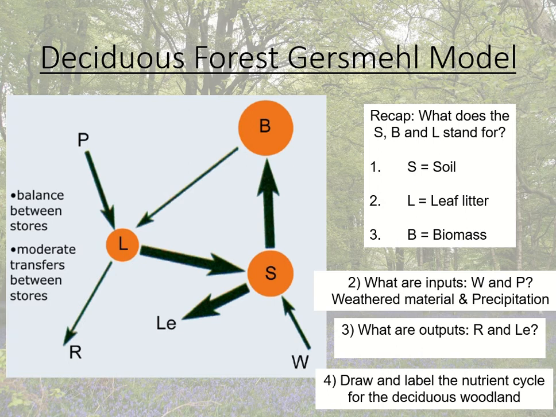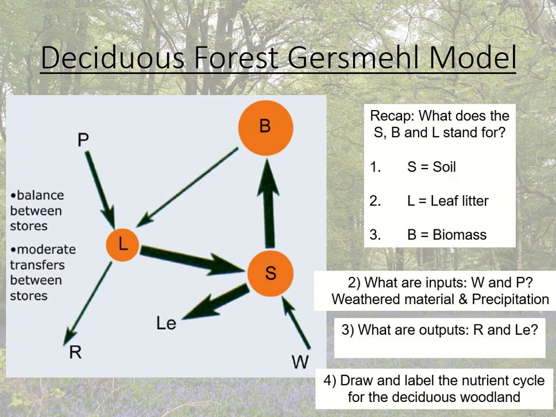Okay, W is weathering or weathered material. So this is the parent rock that weathers and then adds nutrients to the soil from below. And the P is precipitation. So rain, hail, sleet and snow, all precipitation which add dissolved nutrients into the litter store. Okay, so you're getting the idea of this now.